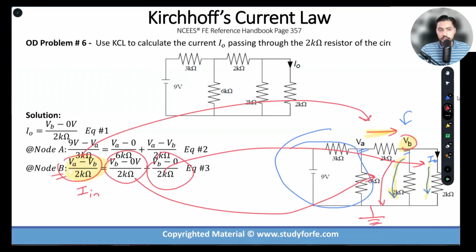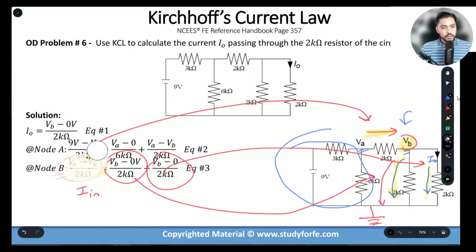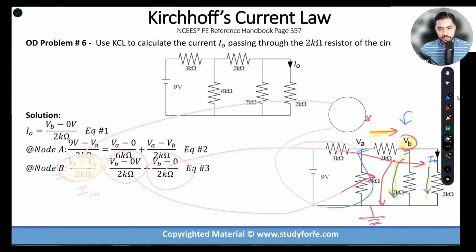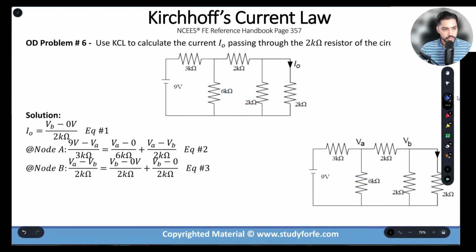All right. So when should we stop writing these equations? There should be some sort of an end game, right? Should I just keep on writing equations just for the sake of writing equations? Or should I know when to stop, right? When you have written as many equations as the number of unknown variables in your circuit, that's when you stop. So let's see how many unknown variables I have.